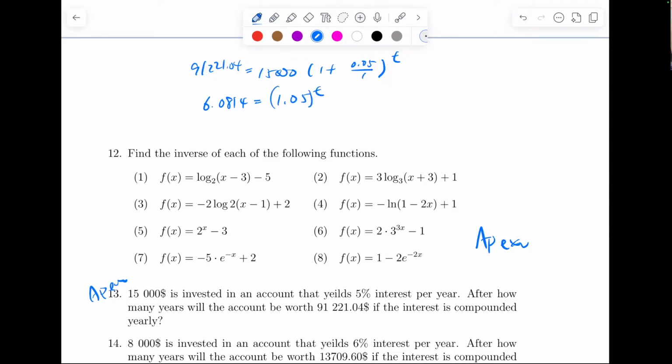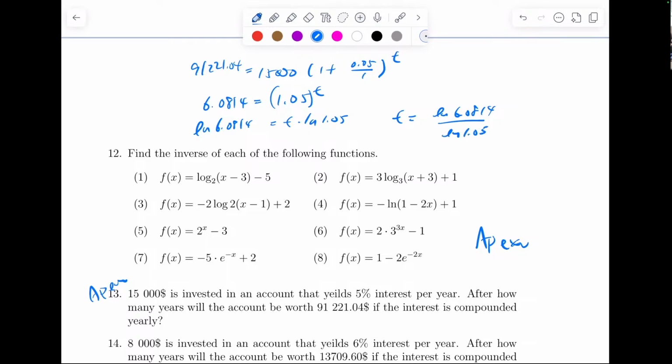Is that okay? Okay, so how do I get t by itself? Because it's 1.05 to the t. You put ln on both sides. And then t equals ln of 6.0814 divided by ln of 1.05.